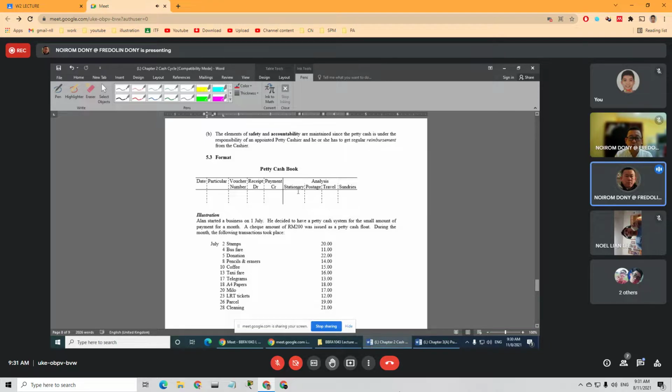So those are the three. If the expense is not stationery, not related with postage, not related with travel, then we put it under sundry. Sundry is a very general term, so anything can fit in. If you can't fit into these three appropriate groups, stationery, postage, travel, you put it under sundry. So these are the common analysis or groups of expenses we have in petty cash.